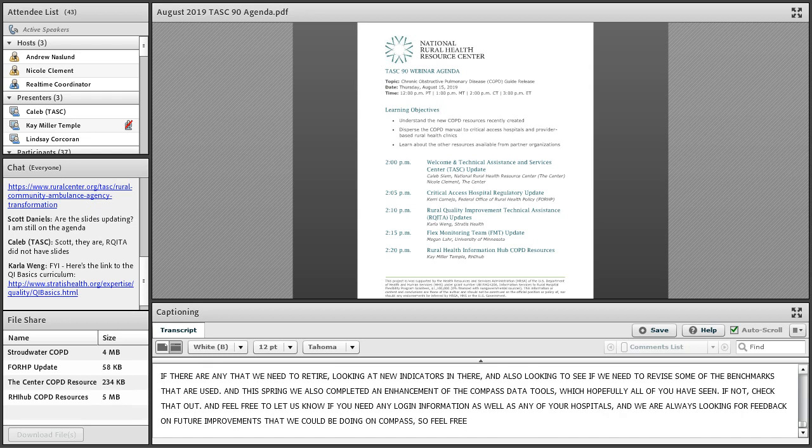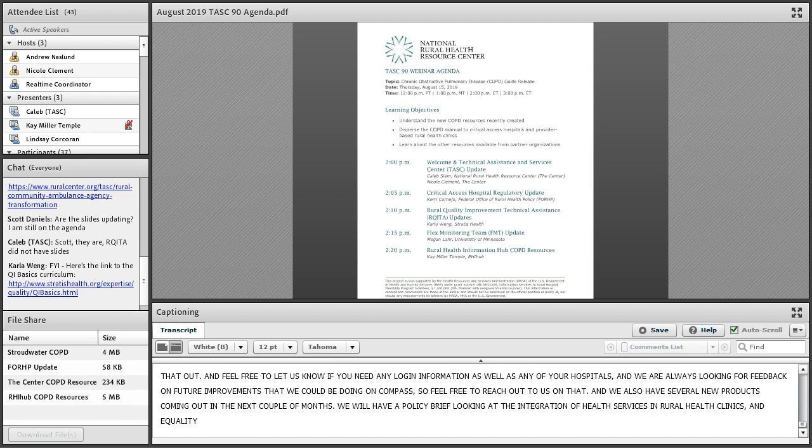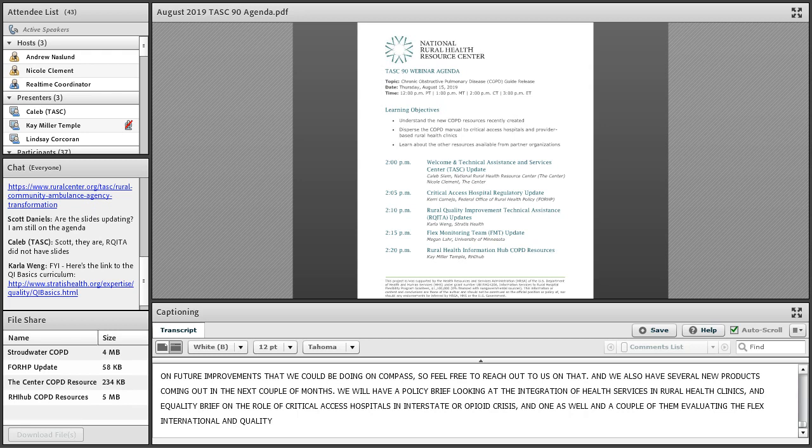And then we also have several new products coming out in the next couple of months. We'll have a policy brief looking at the integration of mental health services in rural health clinics, a policy brief on the role of critical access hospitals in addressing the opioid crisis, and a couple of them on evaluating Flex financial, operational, and quality interventions. Those should all be out in the next couple of months, and that's pretty much all that we have. Awesome, great. Thank you, Megan.